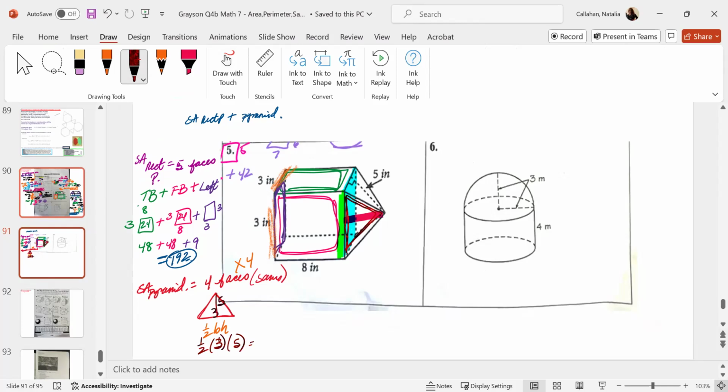And there's 4 of them, correct? 3 times 5 is 15. Half of 15 is 7.5, correct? Times 4. There's just 4 of them, which means it's 15 plus 15, which is 30, correct? And we don't need the bottom, which is that square, because that one is inside, correct? Yeah. You just add it together. Surface area equals 192 plus 30, which is 222 inches squared.